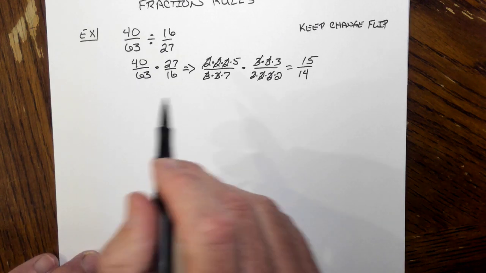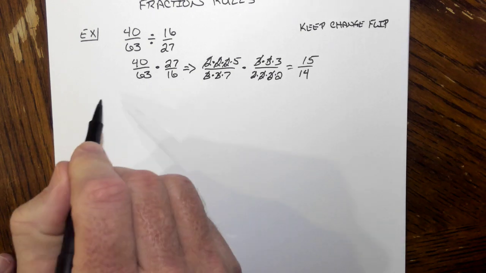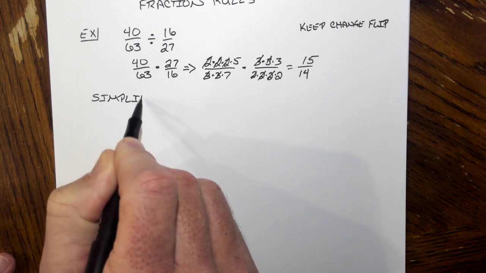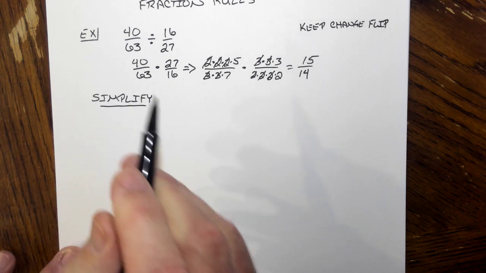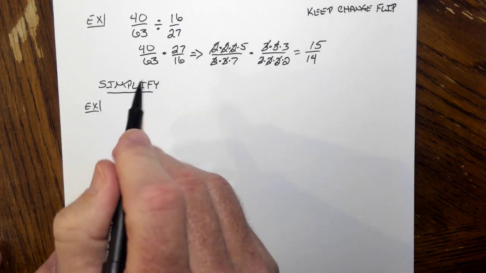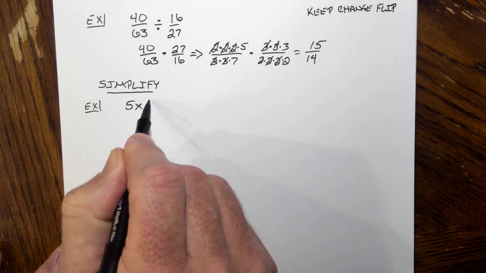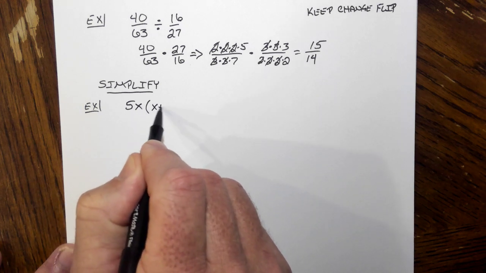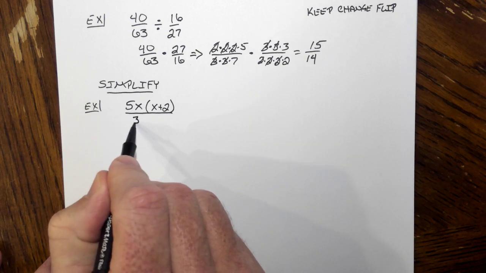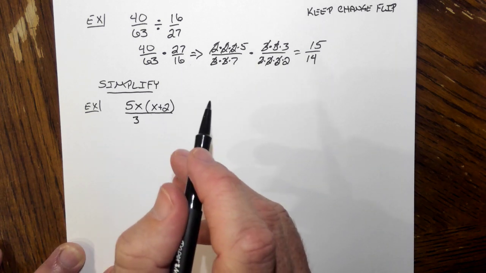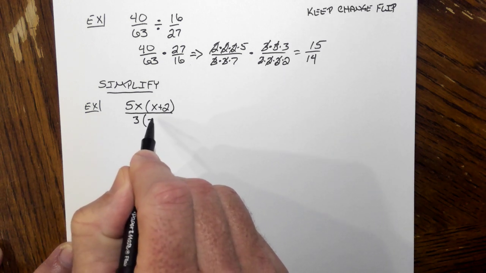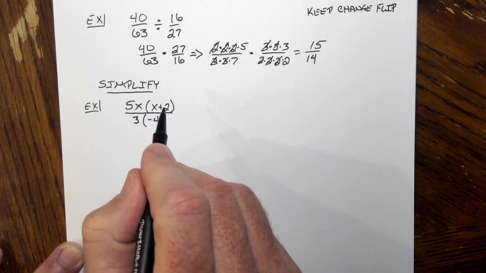Okay, so now how are we going to apply this to algebraic? Well, your instructions on a lot of these, at least in the beginning, is going to be to simplify. So we look. Let's say we have 5x times the quantity of x plus 2, and then we have 3 times the quantity of negative 4 minus 2x.